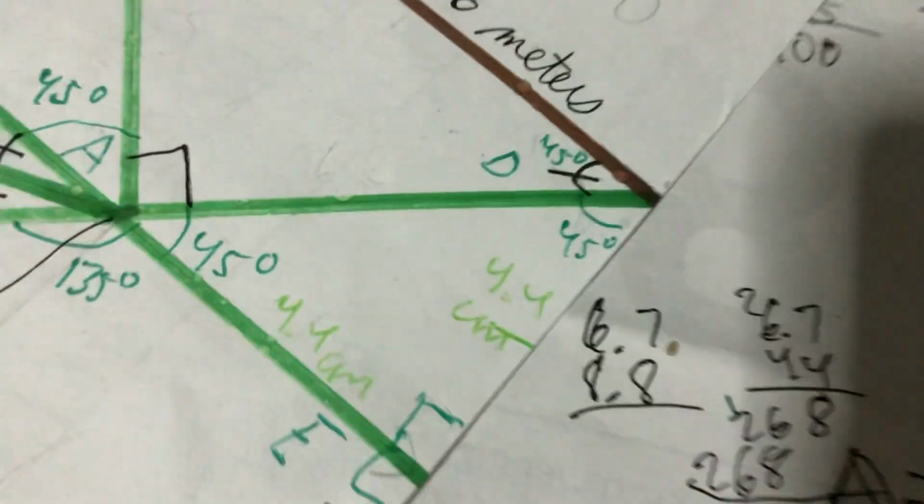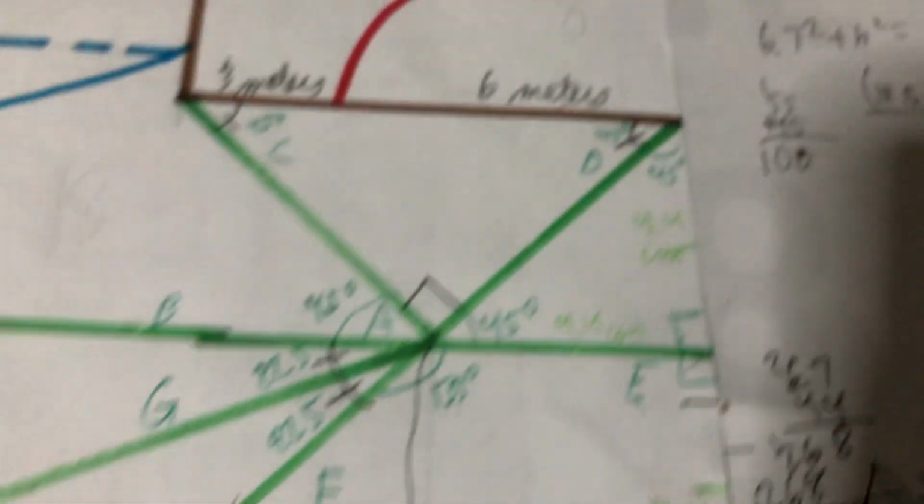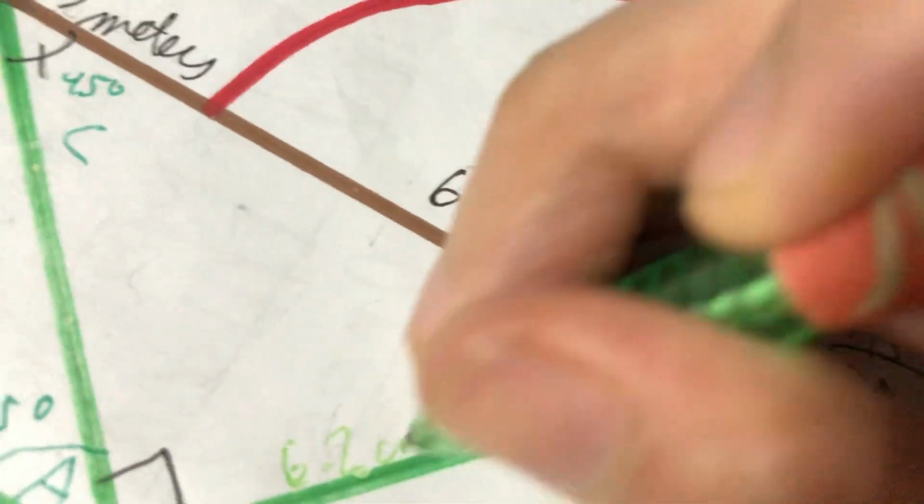To verify with the ruler, let's see if we got the answer right. Did we? Almost. It's still 6. But okay lang yan, although it's not that drawn to scale. We know that this is 6.2 cm.